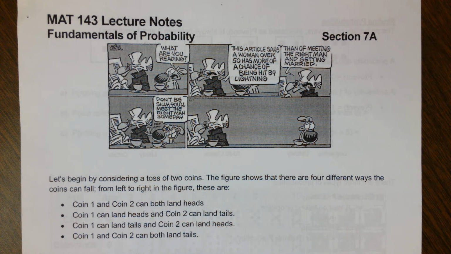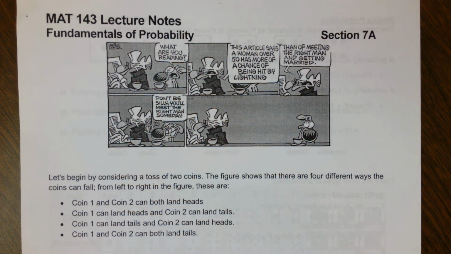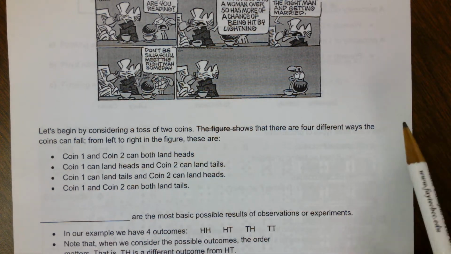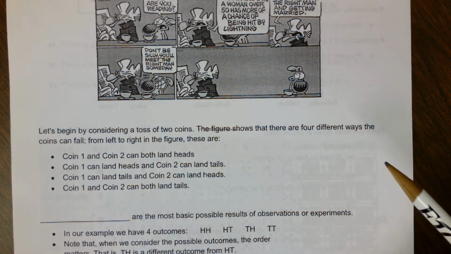Okay, let's talk probability. So let's start off small. Let's talk about tossing two coins. There are 4 different ways the coins can fall.